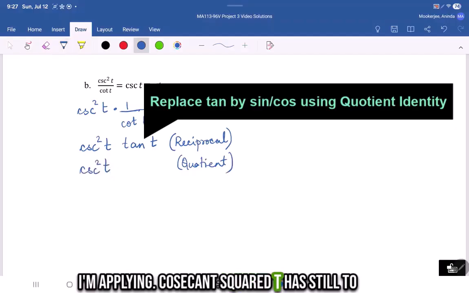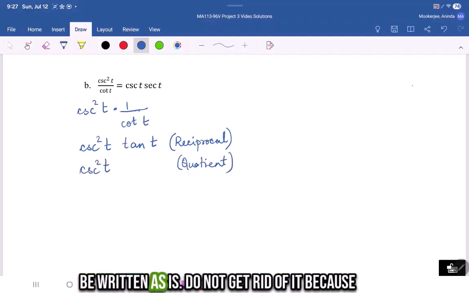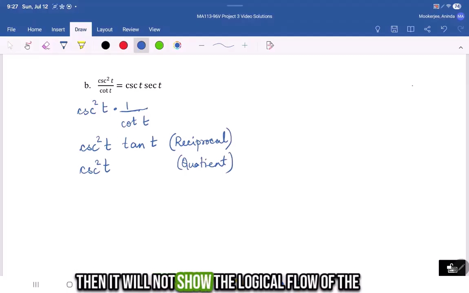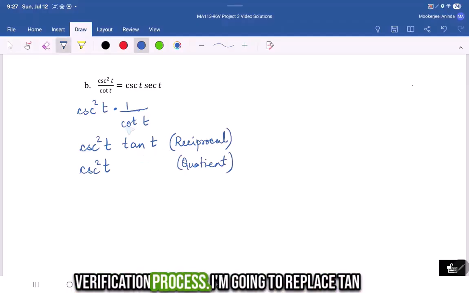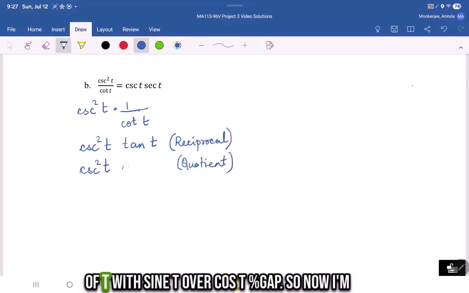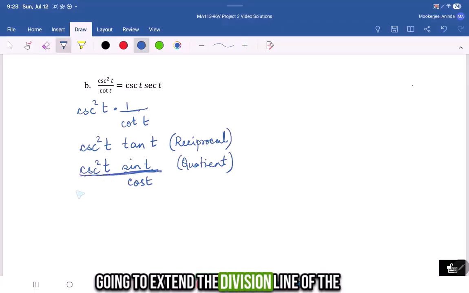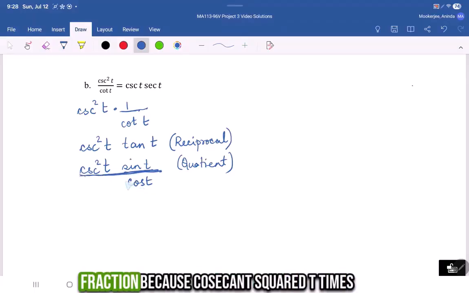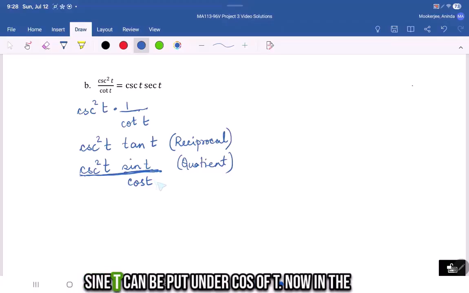Cosecant squared t has still to be written as is. Do not get rid of it, because then it will not show the logical flow of the verification process. I'm going to replace tan of t with sine t over cos t. So now I'm going to extend the division line of the fraction, because cosecant squared t times sine t can be put under cos of t.